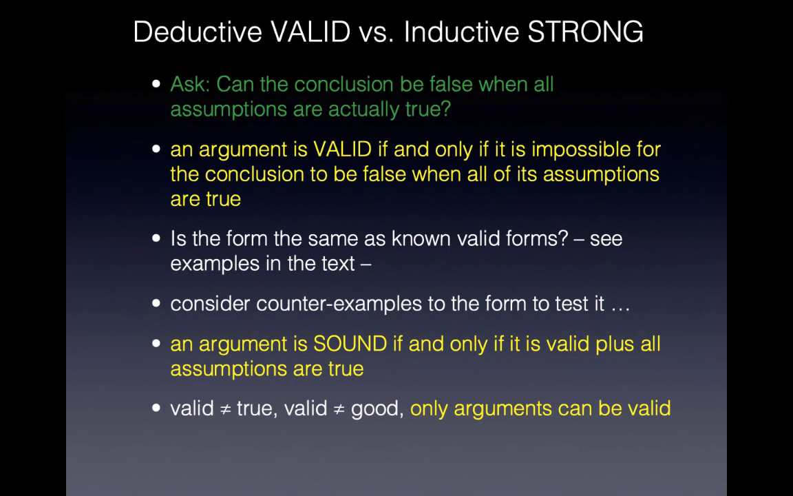An argument is sound if and only if it is valid plus all assumptions are true. We are focusing here on deductive arguments. Summarizing here, to say an argument is valid is not to say it's true. In fact, we don't say arguments are true or false, claims are true or false. Arguments are valid or invalid, strong or weak. Just because an argument's valid or strong doesn't mean it's any good. That's going to depend upon the form plus whether or not the assumptions are true.